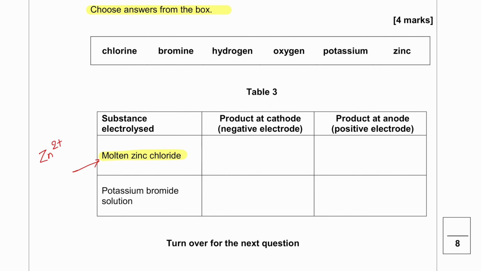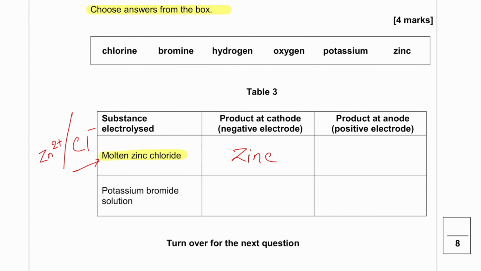You can at least guess that there is a zinc ion, and the negative ion that is present is chloride. Since there is only one positive ion present, which is Zn2+, the product at the cathode, or the negative electrode, is that zinc will gain electrons and produce zinc, definitely. So it's very simple and straightforward.